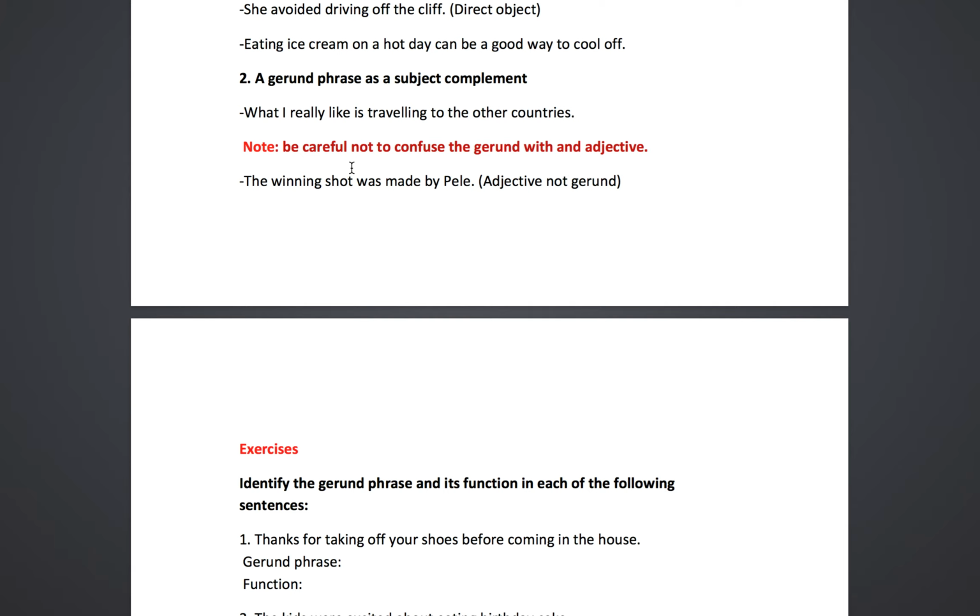I like traveling, and you can say traveling to the other countries, which makes the phrase traveling to the other countries the gerund phrase here. If you say traveling alone, that would be a gerund, but traveling to the other countries is the gerund phrase.